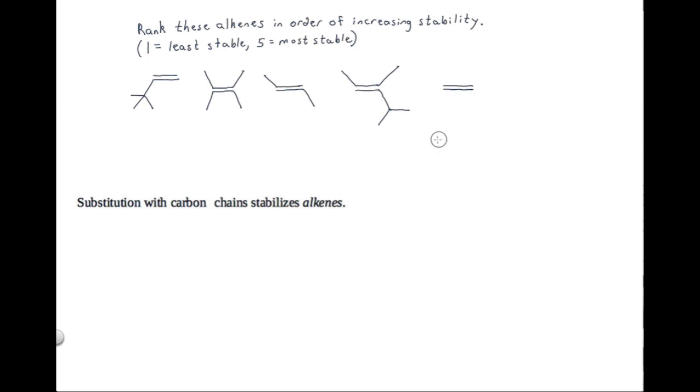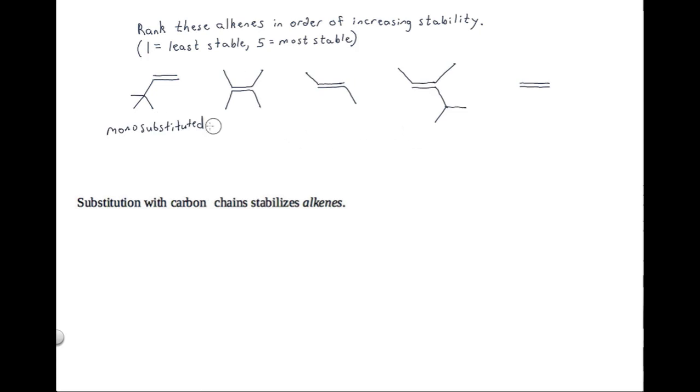At the beginning of this video, we learned that substitution with carbon chains stabilizes alkenes. So we need to count how many carbon chains each of these alkenes is substituted with. This one would be monosubstituted, because this alkene is attached to one carbon chain. If you haven't done so already, now would be a good time to pause the video and write down the extent of substitution for each of these alkenes.